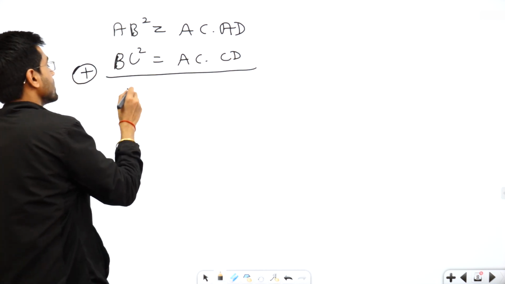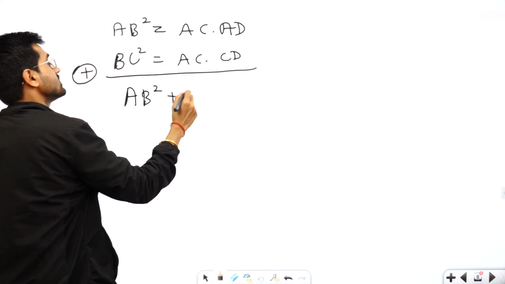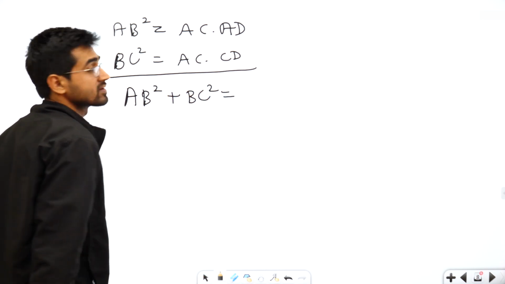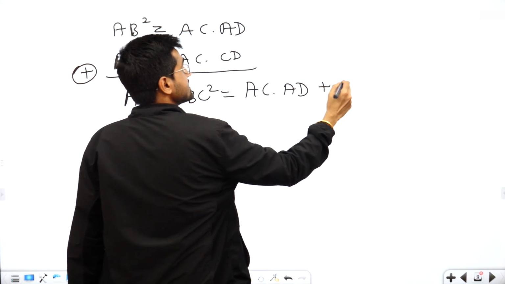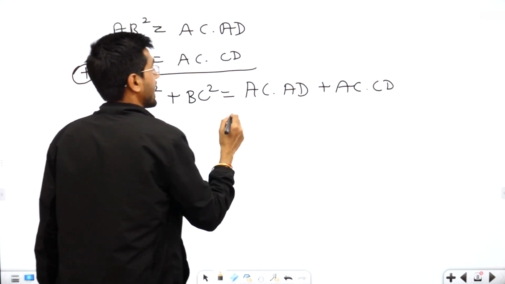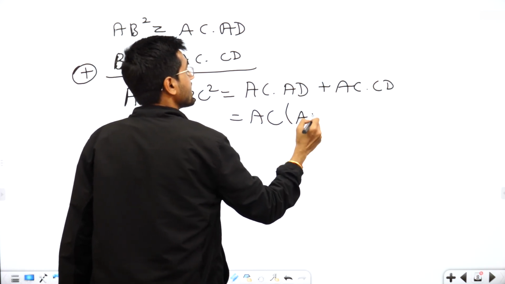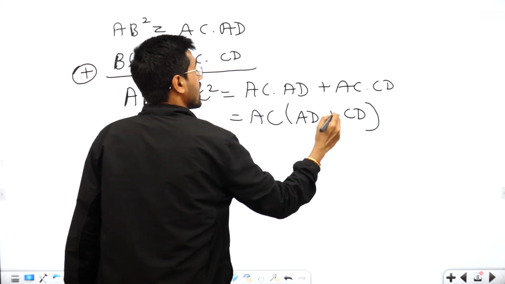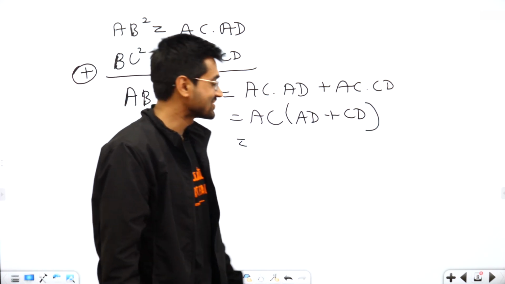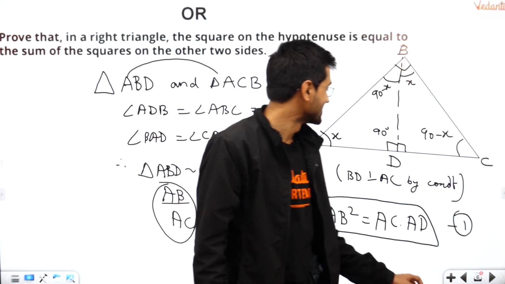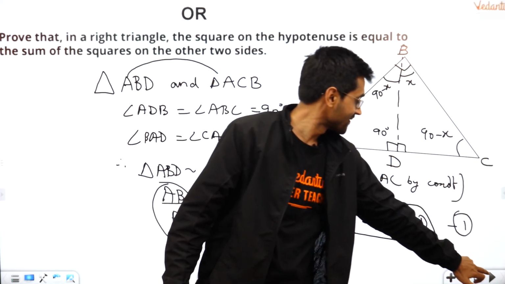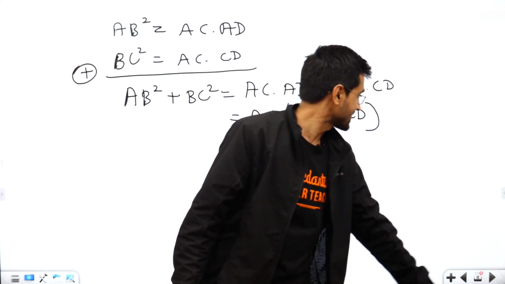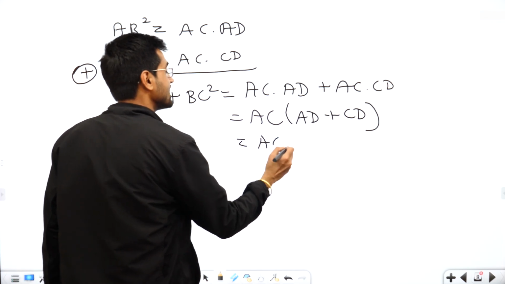So AB square plus BC square is equal to what? It is AC into AD plus AC into CD. I can take AC common. I will have AD plus CD. And what is AD plus CD? You see the diagram now. Then I'll let you know. What is AD plus CD? It's AC only. So it is AC into AC.